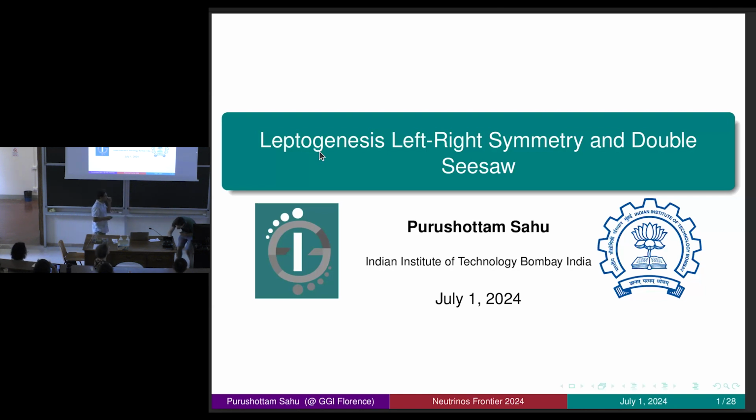Okay, so I will talk about leptogenesis in the left-right model with the double seesaw. In the last week we had lectures on leptogenesis, so I will briefly go through all the basic things, and then talk about how we can implement this leptogenesis scenario in the double seesaw within the left-right model. We already heard about the left-right model in last week's lectures.